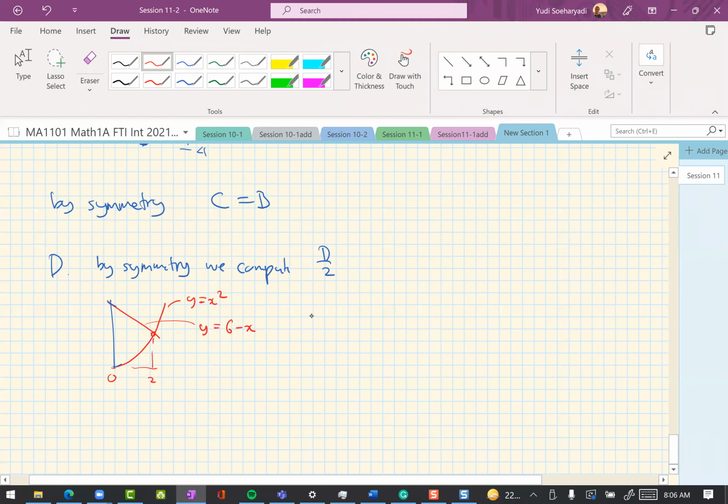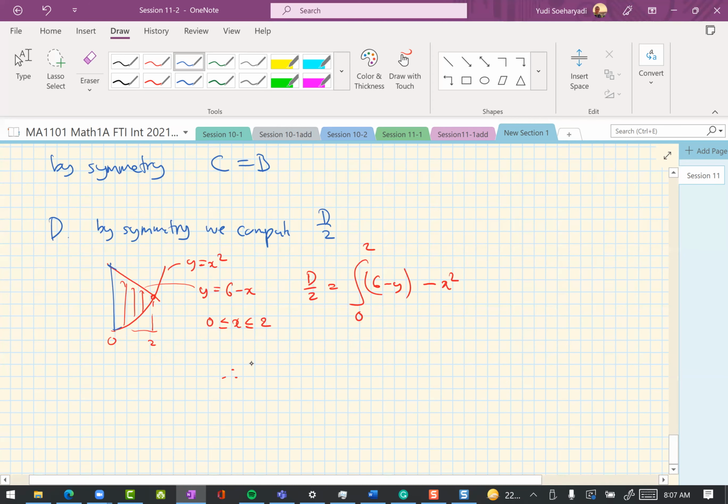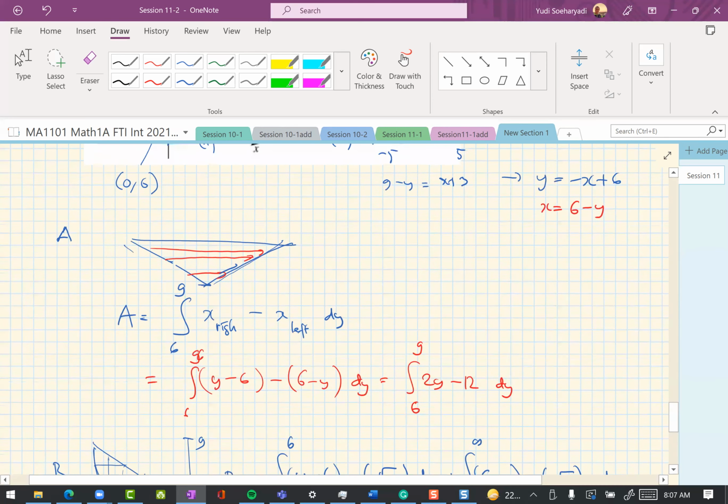So D over 2 is the integral going in these directions. So here y between 0 to, sorry. The upper part is, sorry, this. So B here is, all right, so that's how we express A, B, C, D in terms of integrals.